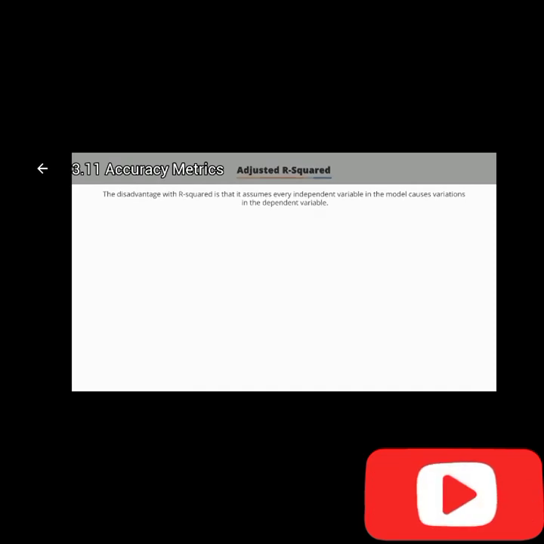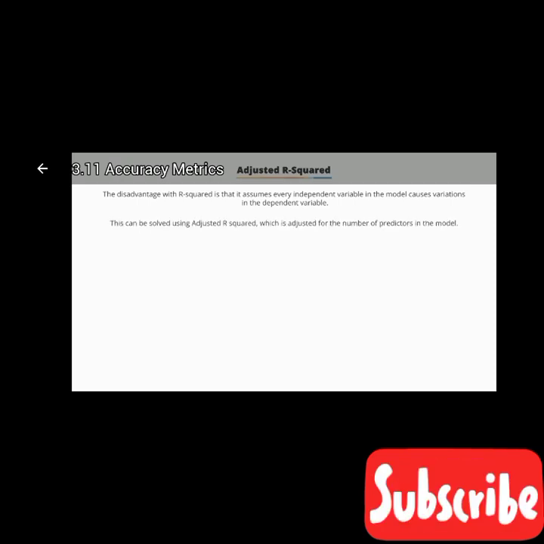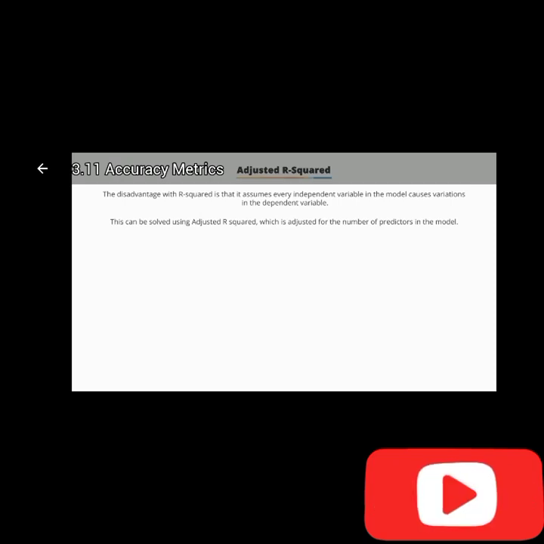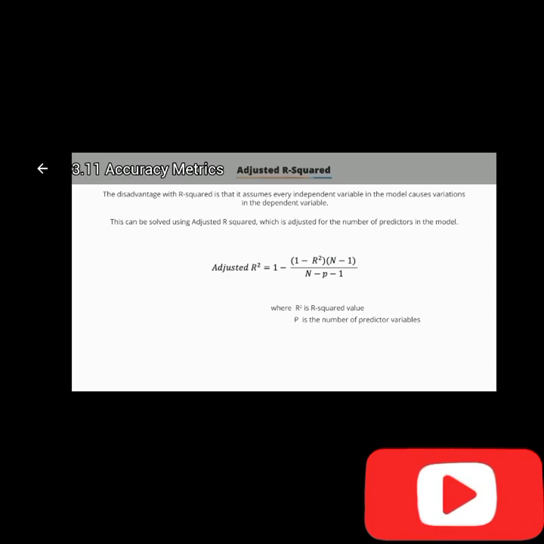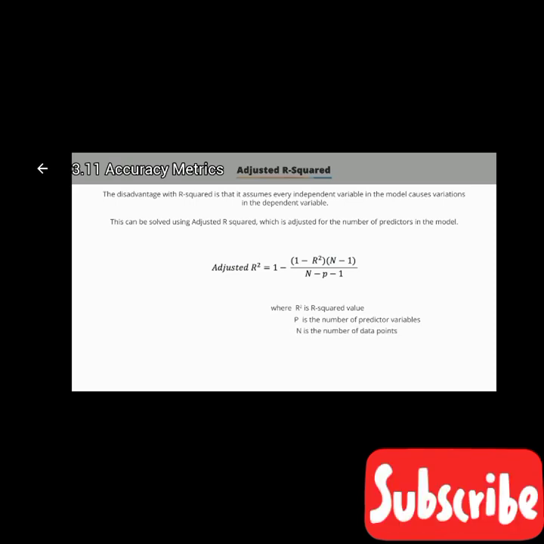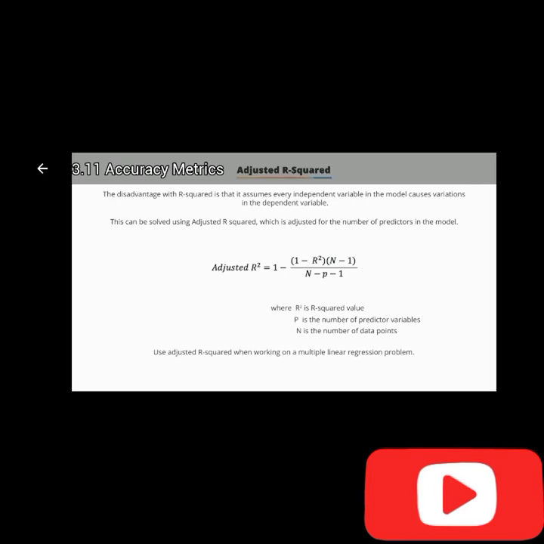The disadvantage with R-squared is that it assumes every independent variable in the model explains variations in the dependent variable. This can be solved using adjusted R-squared. This is a modified version of R-squared that has been adjusted for the number of predictors in the model. The equation for adjusted R-squared is shown here, where R-squared is R-squared value, P is the number of predictor variables, and N is the number of data points. It is recommended that you use adjusted R-squared when working on a multiple linear regression.